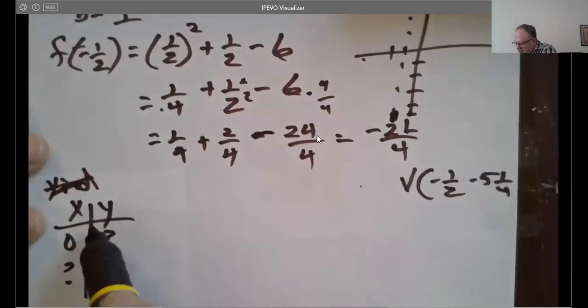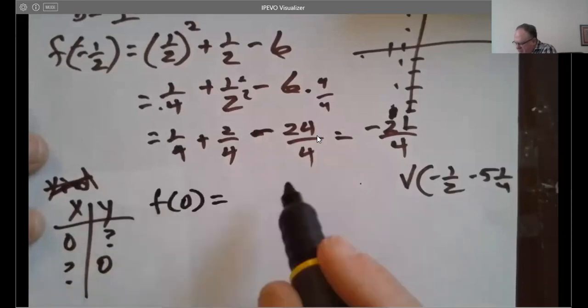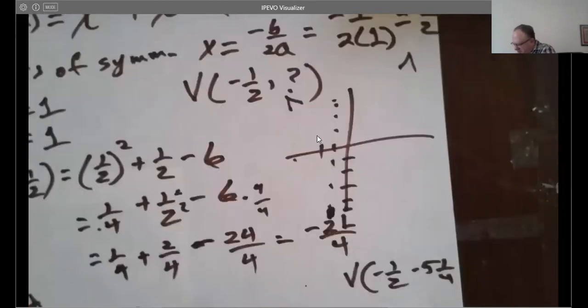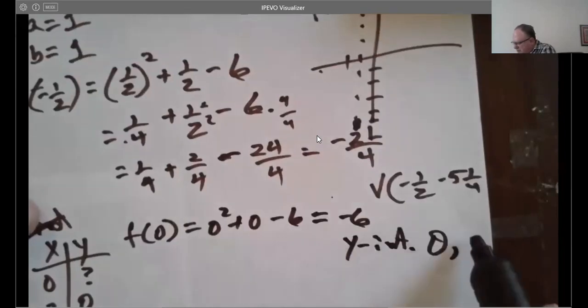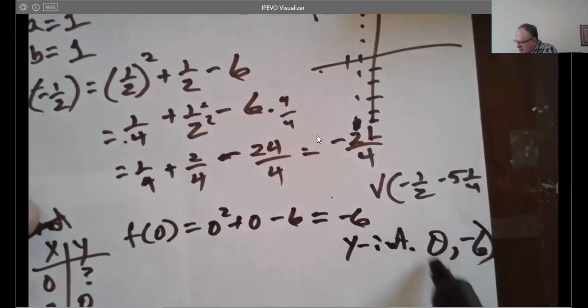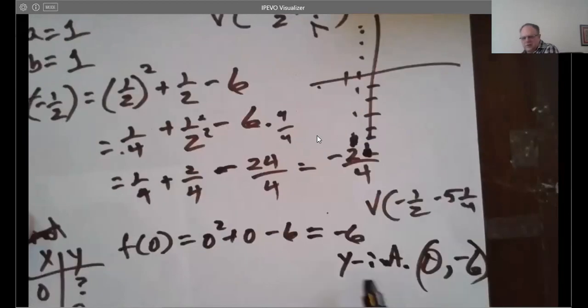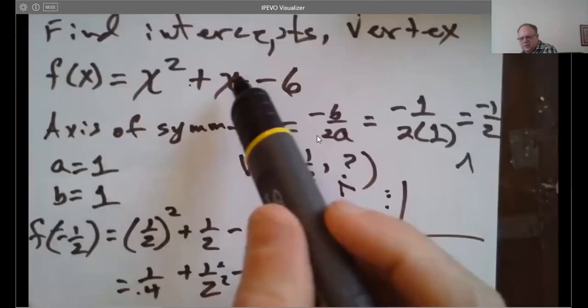So first thing we're going to do is set x equals 0, find y. So we put 0 in where x is, and so this will be 0 squared plus 0 minus 6, and we get negative 6 out. So our y-intercept is 0, negative 6. So that would be about here. The y-intercept is the easiest to find because all you have to do is cover up the x's, and whatever's left over is your y-intercept.